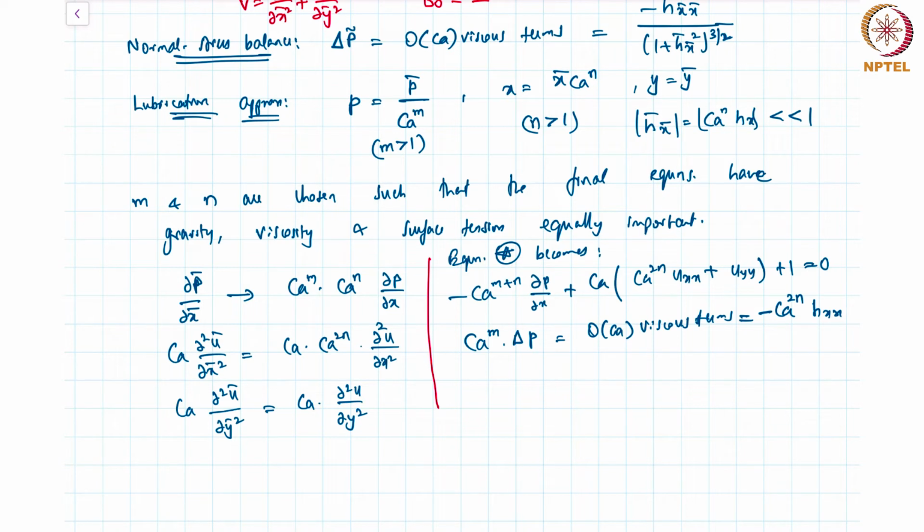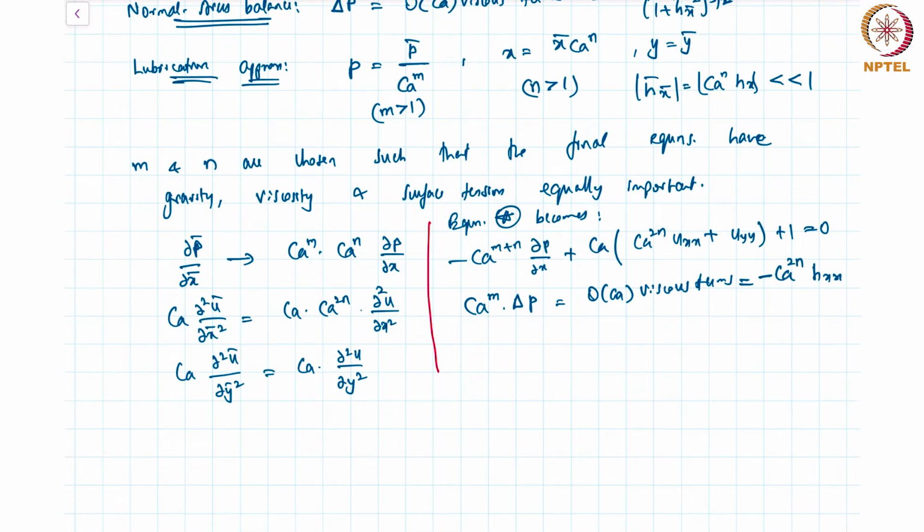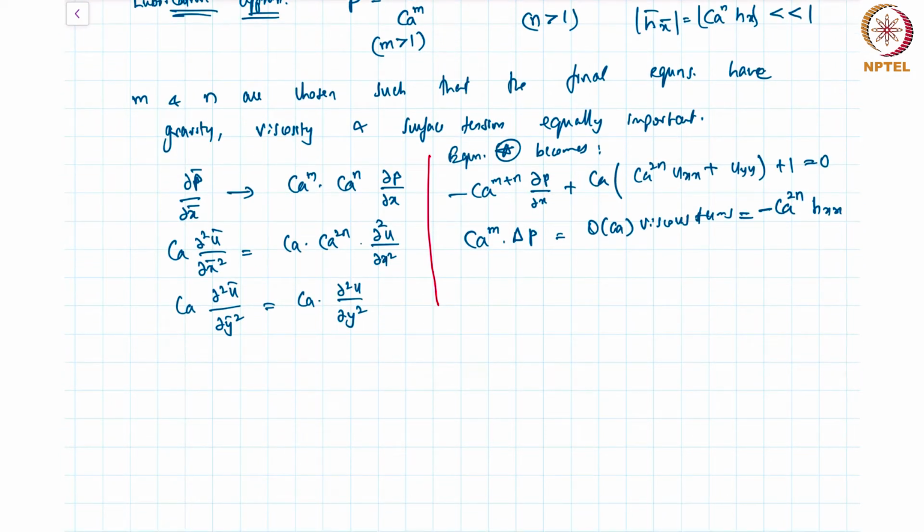Right? So therefore I'm not writing the denominator. So now we have two equations. The first equation is coming from the momentum equation, and the second equation is coming from the normal stress balance. So we want to ensure that gravity, viscosity and surface tension are all important. If you look at the normal stress balance, it tells me that the pressure term and the surface tension term have to be in balance. So in other words, pressure is really here the capillary pressure.